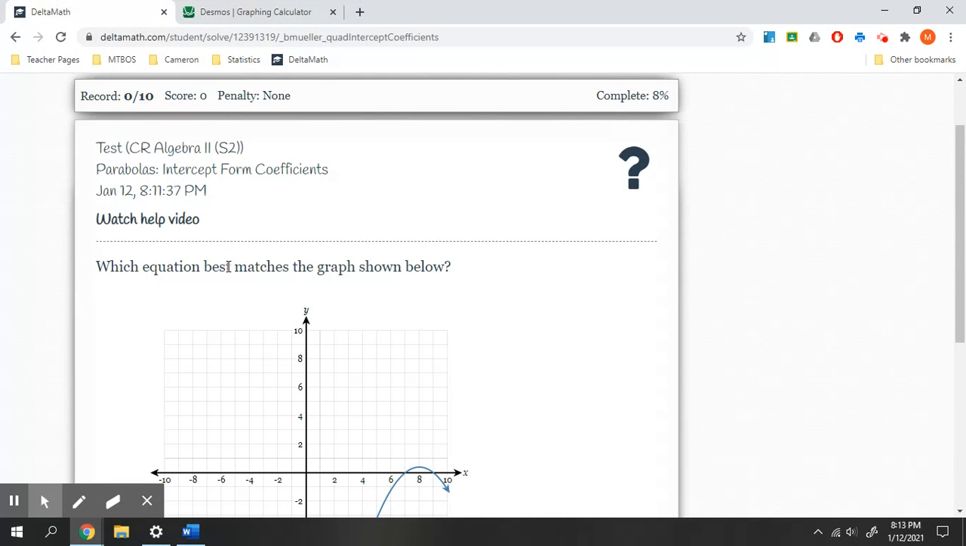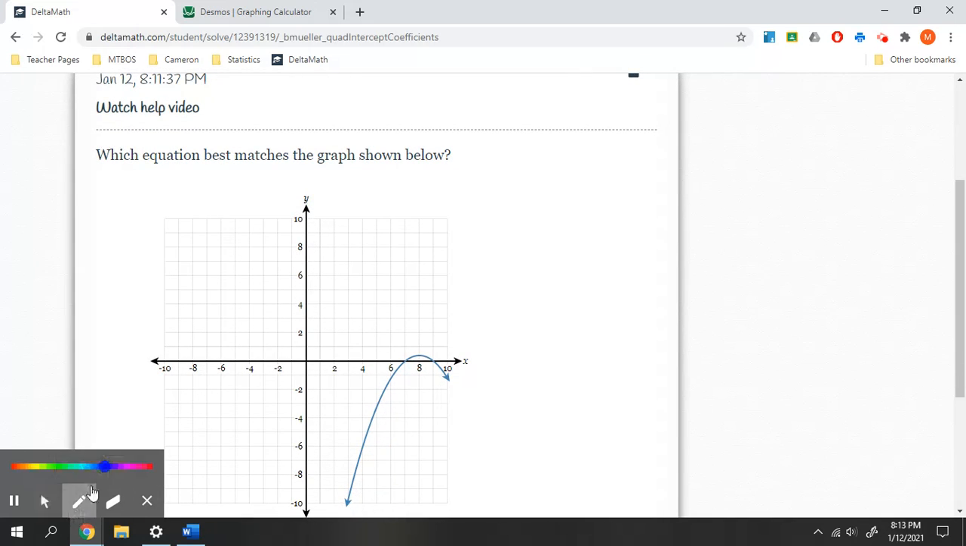It says, which equation best matches the graph shown below? So here is what I notice. I notice that we have two x-intercepts. We have one at 7 and one at 9. Now, if I want to say that we have an x-intercept of positive 7, it's going to be x minus 7 inside of my parentheses. And if I want to say that we have an x-intercept of positive 9, well, that will be x minus 9 right here.